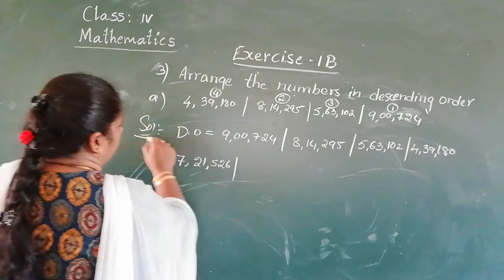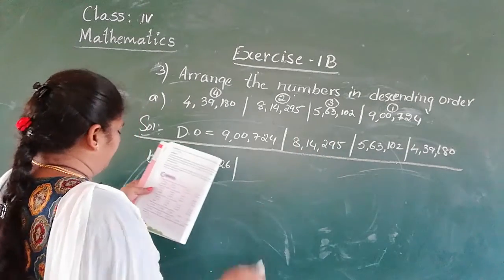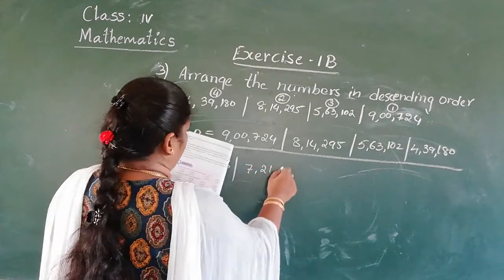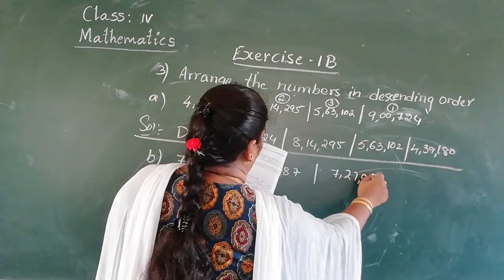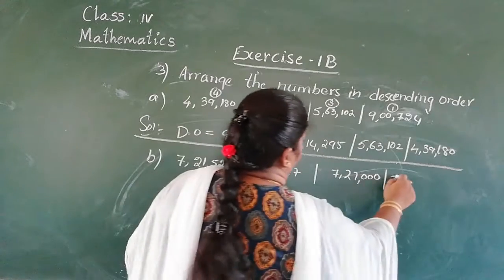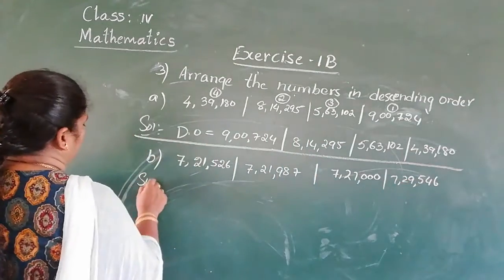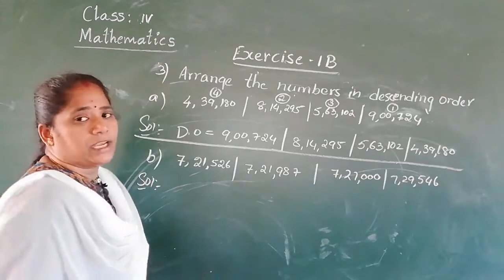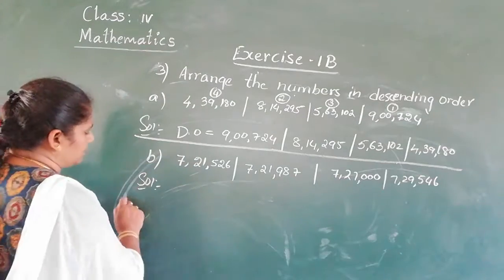7,21,526. I will make a line to avoid confusion. Okay, and 7,21,987, 7,27,000, 7,29,546. See, children, note down this problem, Nana. Note down this problem and do it yourself. Okay, and next C.